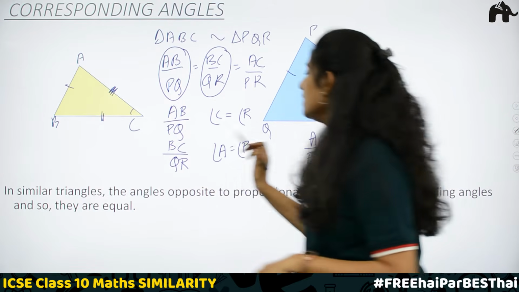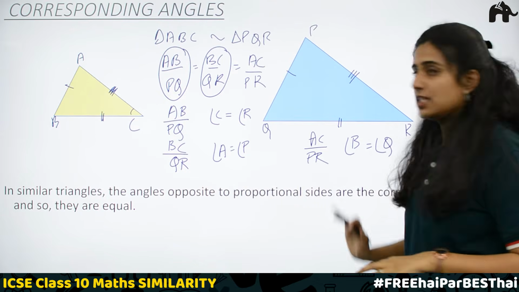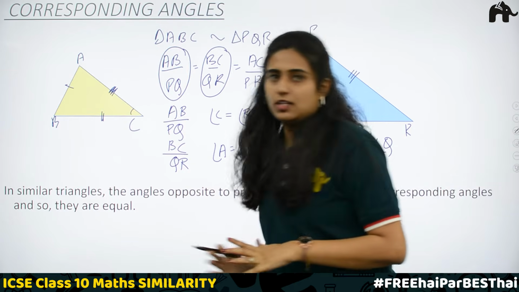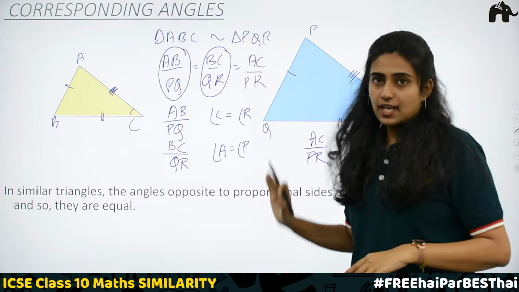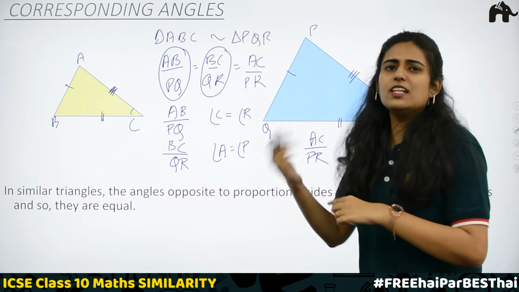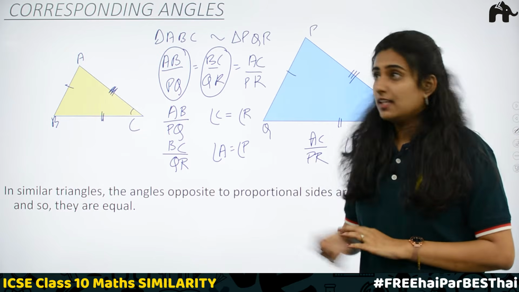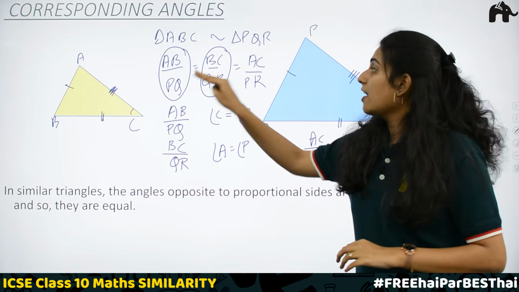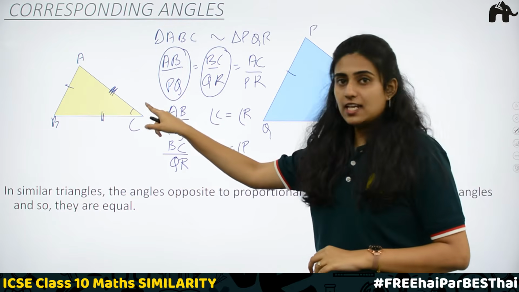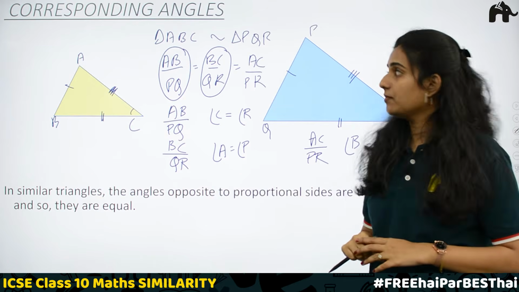So, in similar triangles, the angles opposite to proportional sides are the corresponding angles, and so they are equal. You understood what corresponding angles are, and these corresponding angles are always equal. That is just the reverse of what we discussed for the corresponding sides. There we know the angles and the sides opposite to the angles. Here we know the sides, and the angles opposite to these sides are equal.